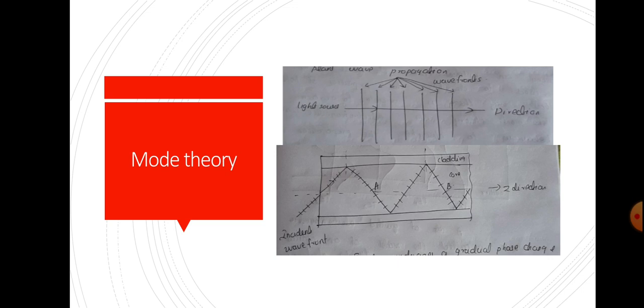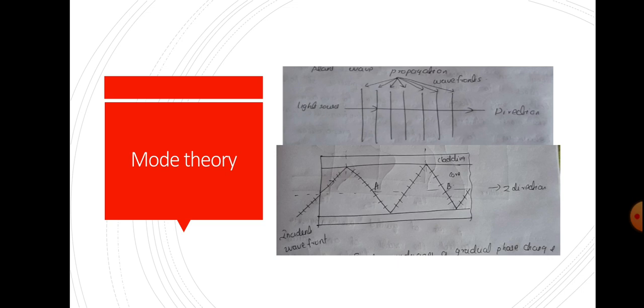Here it is seen that the incident wavefront is coming from outside, and once it touches the core, it will be refracted, and again when it touches the core-cladding interface, it is totally internally reflected back, so its phase will be changing. Actually it is not shown in this figure, but what happens is its phase will change.